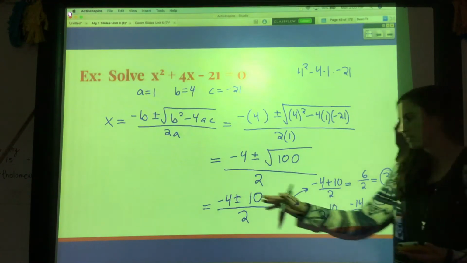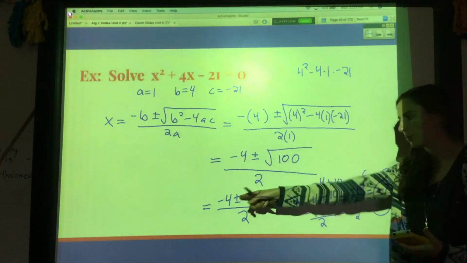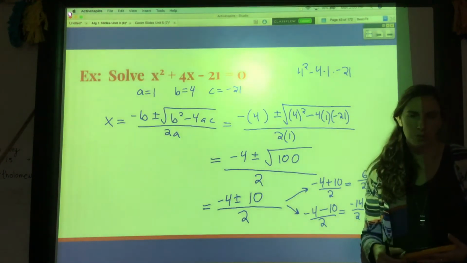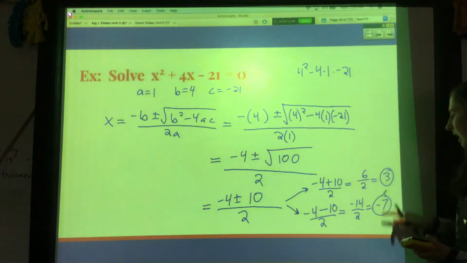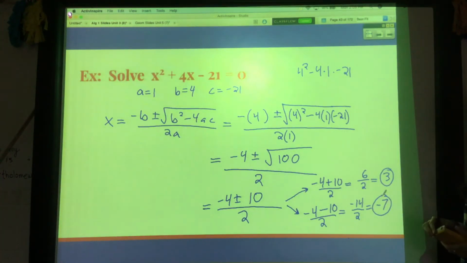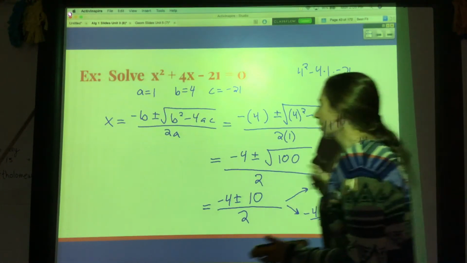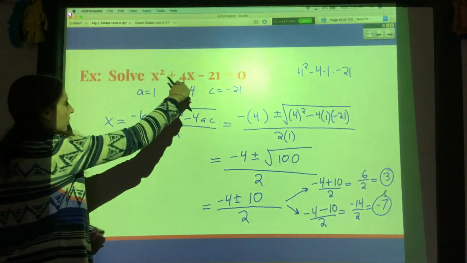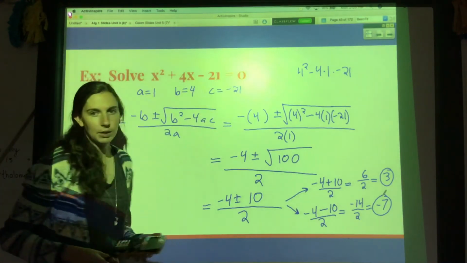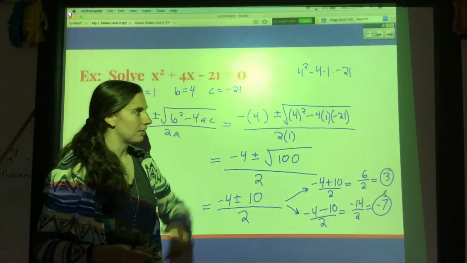So once you're done simplifying as much as you can, you got to split up the plus minus. Sometimes you won't have to, you'll see that later, but if I'm going to get 2 answers, you'll need to split it up. Remember, you can always check your work. If you want to take 3, does 3 squared plus 4 times 3 minus 21 actually equal 0? Same thing with negative 7.